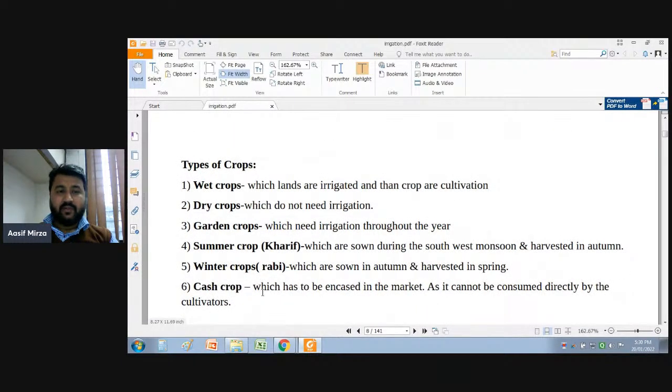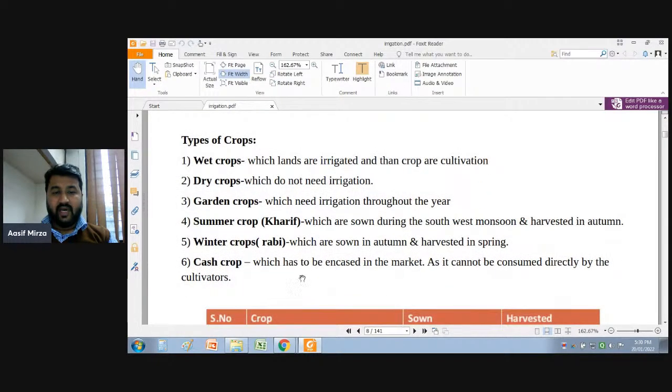So first one is the wet crop, which is where lands are irrigated and then crops are cultivated. Dry crops do not need irrigation. Garden crops need irrigation throughout the year. Summer crops, kharif, are sown during the southwestern monsoon and harvested in autumn. Winter crops, that is rabi, are sown in autumn and harvested in spring. Cash crops have to be encashed in the market as they cannot be consumed directly by the cultivators. So these are the types of crop which require different types of irrigation from time to time.